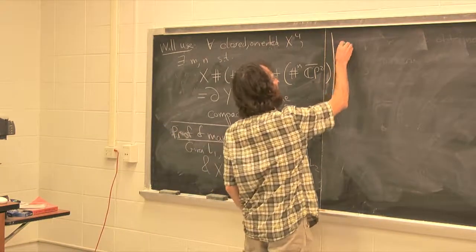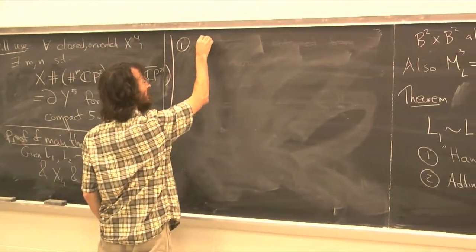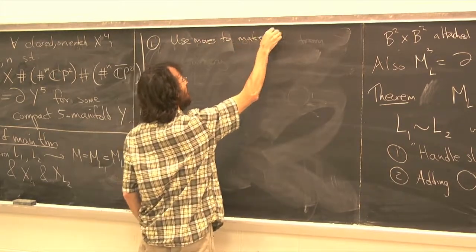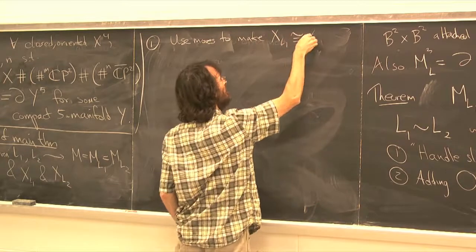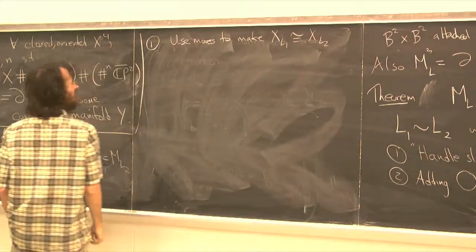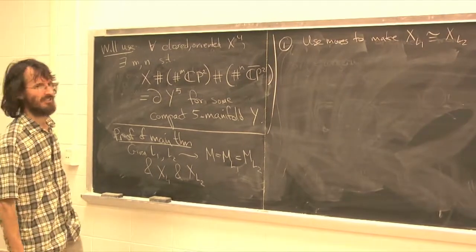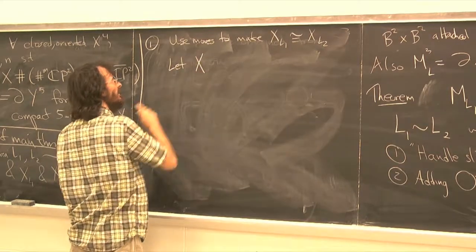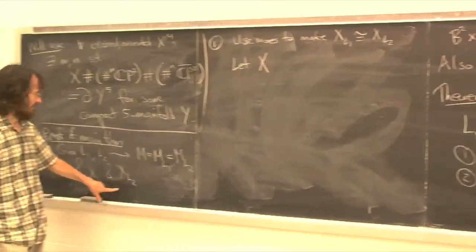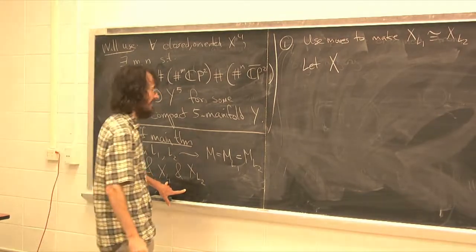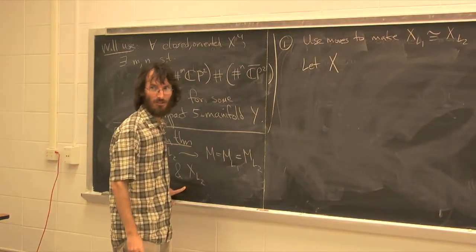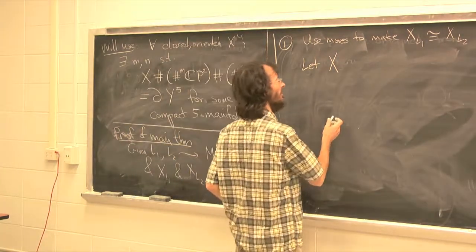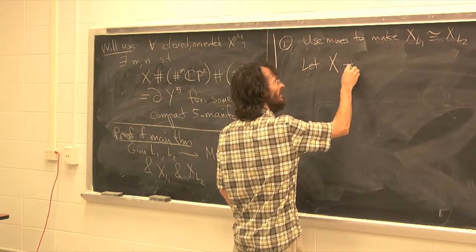So step 1 is going to be to use these moves to make XL1 diffeomorphic to XL2. Well, they're not initially diffeomorphic. So I'm going to make a new 4-manifold X. XL1 and XL2 are manifolds with boundary, and they have the same boundary, and I'm going to glue them together along their boundary. I'm going to be a little bit careful about how I glue them together.